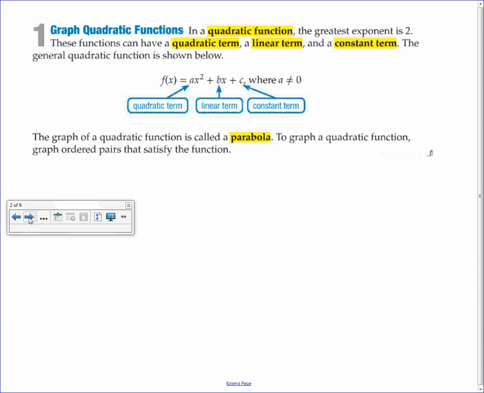Okay, a quadratic function is basically a function in which x is to the second power. All right, no higher, no lower. So you can see that right here we have a quadratic function.